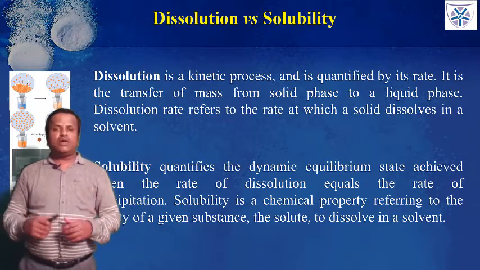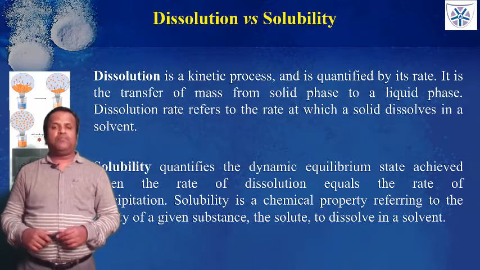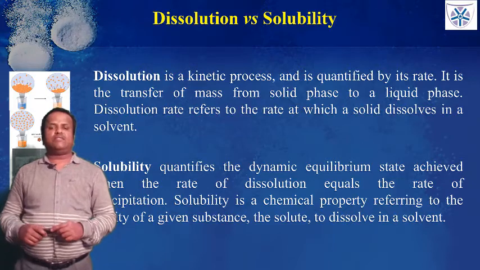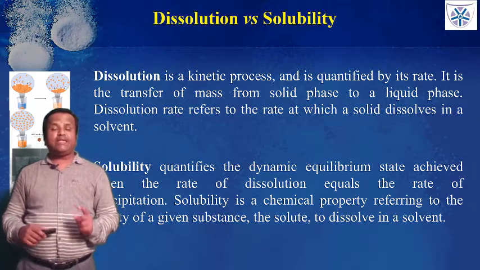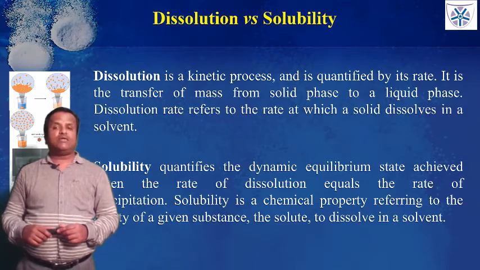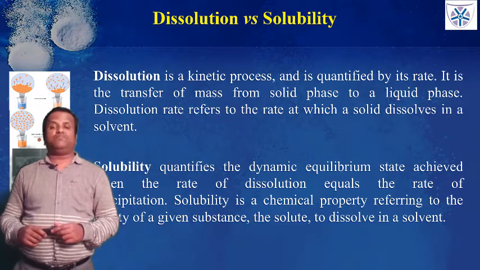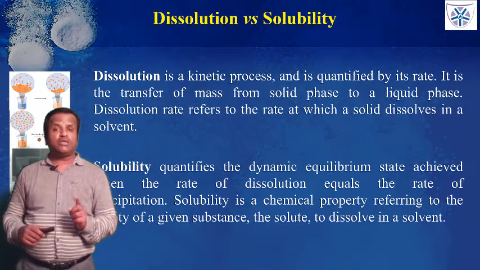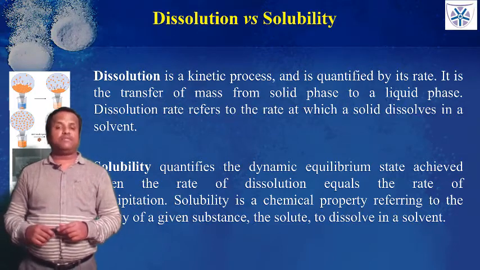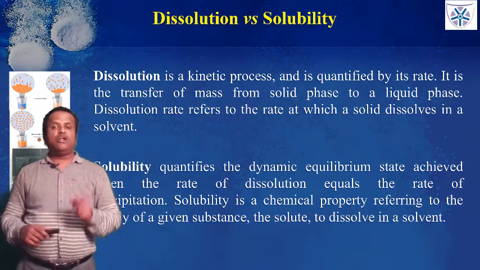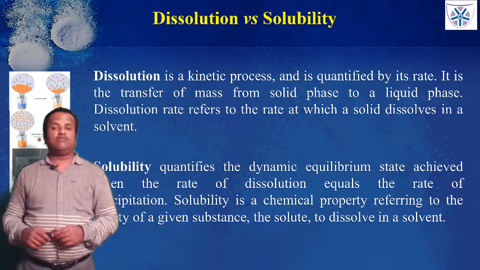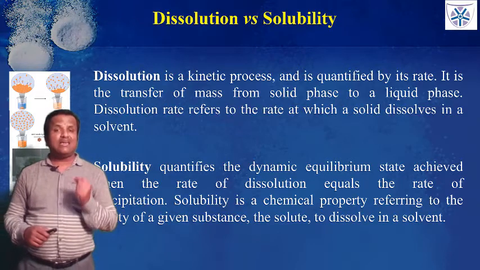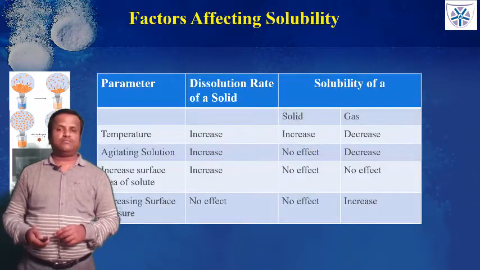Okay, if you come to the concept of solubility, solubility quantifies the dynamic equilibrium state achieved when the rate of dissolution equals the rate of precipitation. The rate of dissolution equals the rate of precipitation is called solubility. Solubility is a chemical property referring to the ability of a given substance, the solid, to dissolve in a given solvent. Okay, solubility is a chemical property.